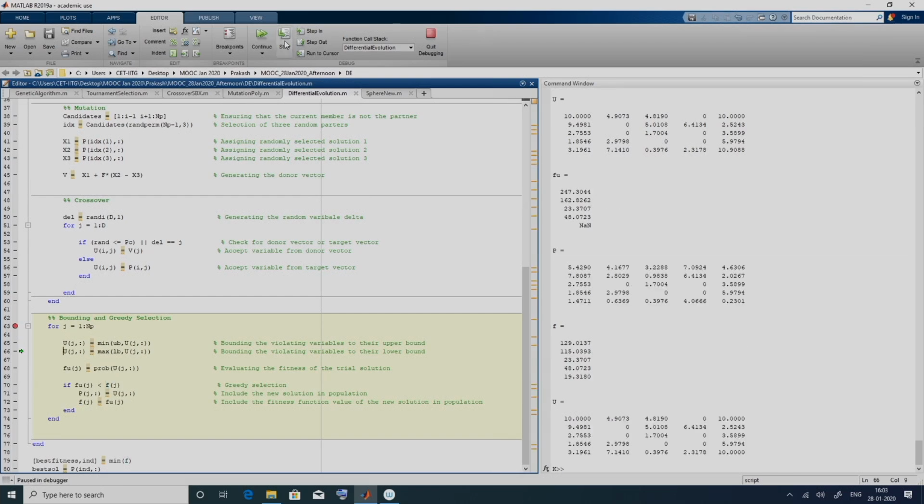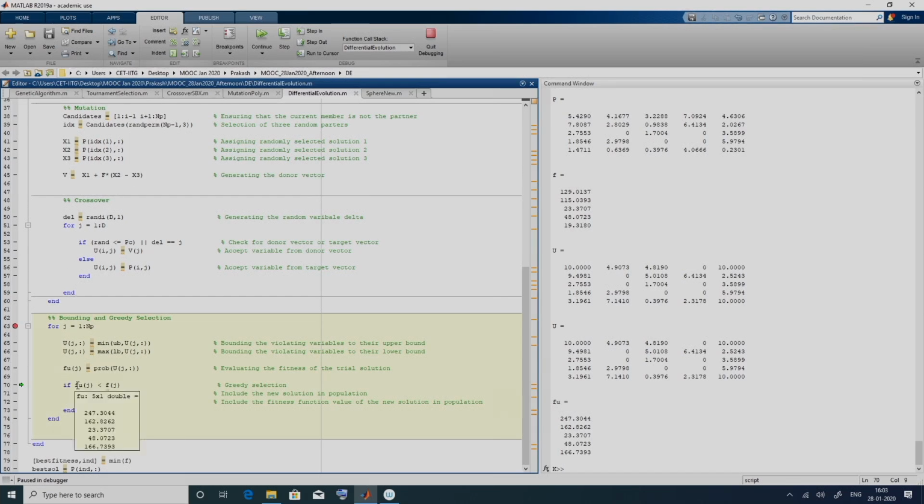And finally, the fifth solution similarly. For the fifth solution the fitness function of the trial vector is 166, whereas the original solution which we have is 19.3. So, we do not need to overwrite. If we step this, this completes one iteration of differential evolution.